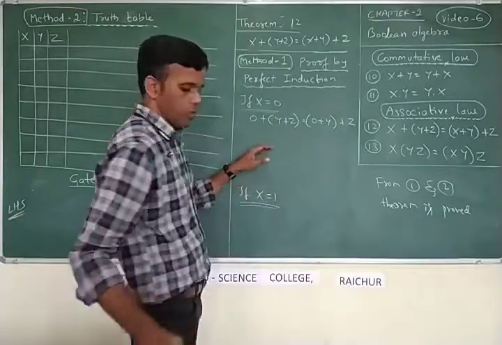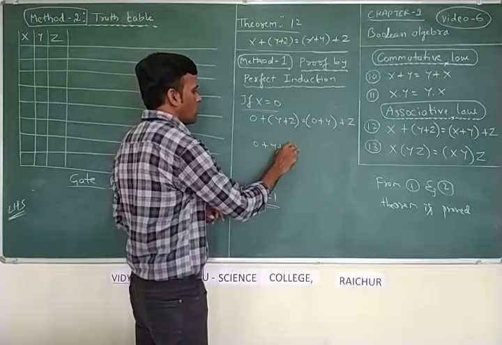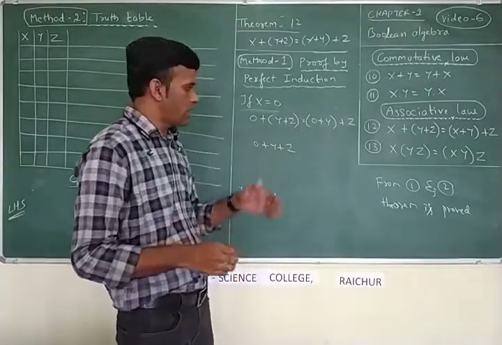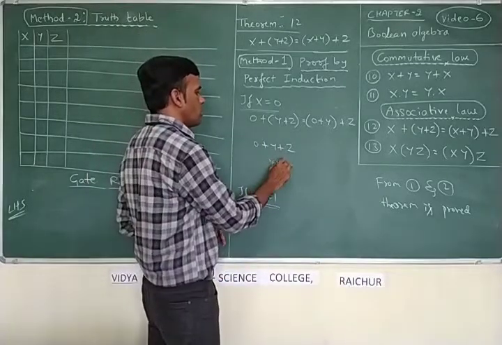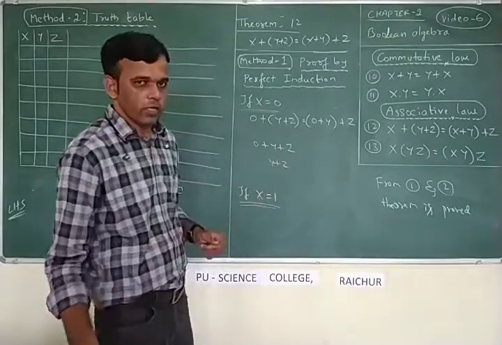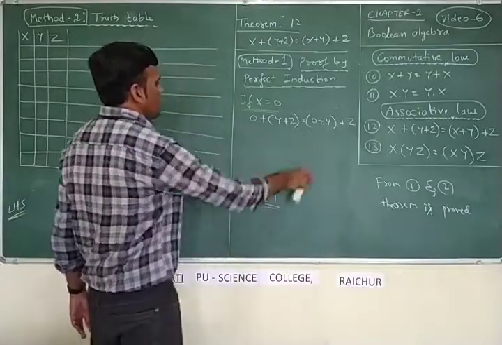What is that? You can see this part as 0 plus y plus z. So in that way, it is already 0. You can leave this one. Now everything depends on y plus z.